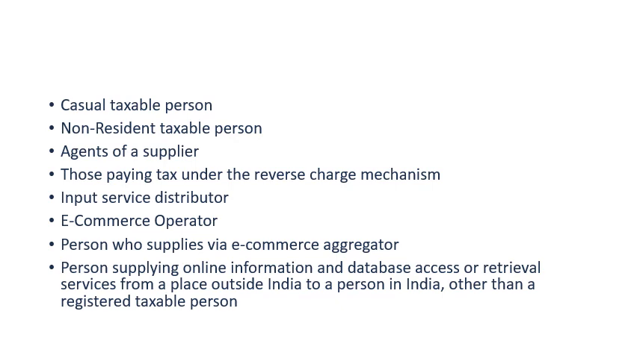Then casual taxable person, so that you all know, casual occasionally conducts business. So you know casual taxable person, non-resident taxable person, agent of a supplier, and those paying tax under reverse charge mechanism. When do they have to pay input tax? Reverse charge mechanism has been explained. So those paying tax under the reverse charge mechanism. If he purchased goods from an unregistered dealer, then the supplier should register under GST. That is, he is going to pay tax under reverse charge mechanism.